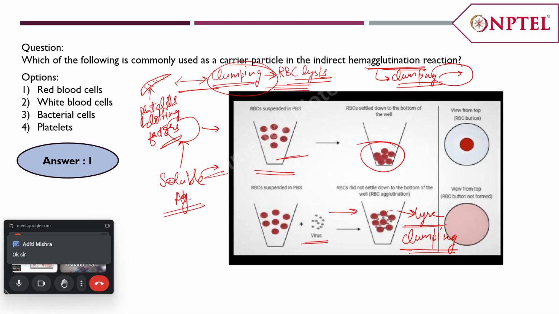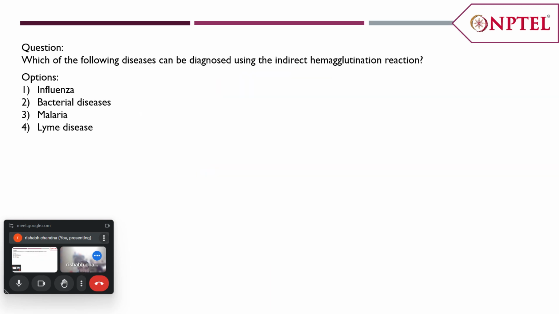Okay, so any more doubts in this particular question? If not, then we'll move on to the next question. Which of the following diseases can be diagnosed using the indirect hemagglutination reaction?